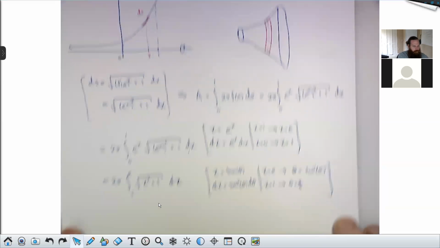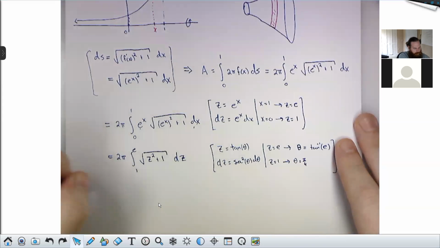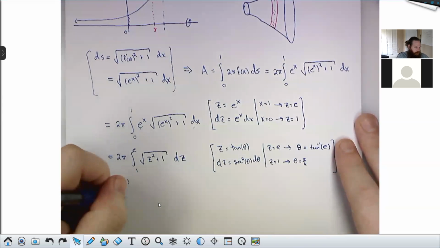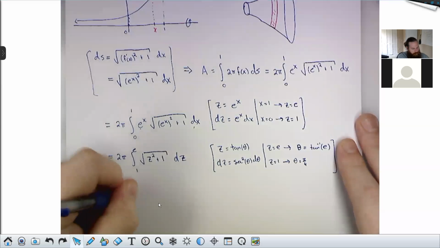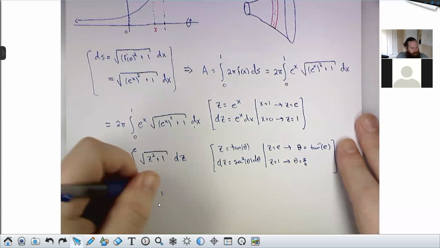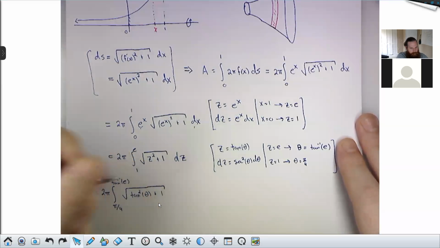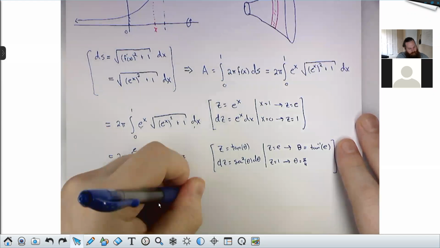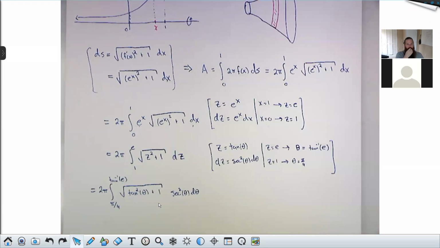So we can plug these things into our integral. And I'll have 2 pi times the integral from pi over 4 to the inverse tangent of e. My square root is the square root of tan squared theta plus 1, because that z is tan theta. So z squared is tan squared theta. And dz is secant squared theta d theta.